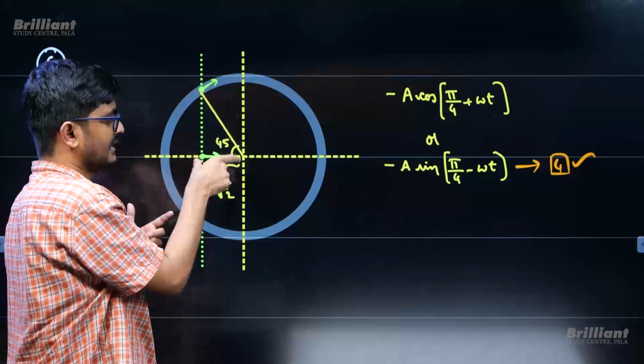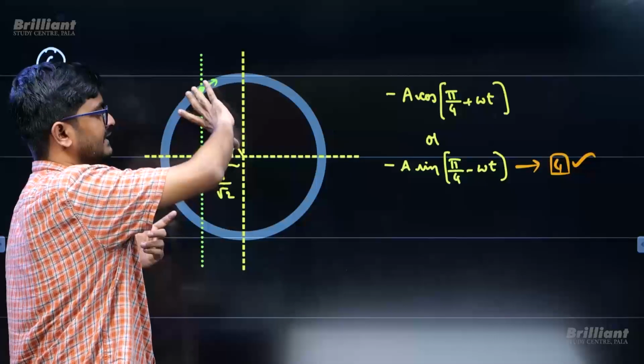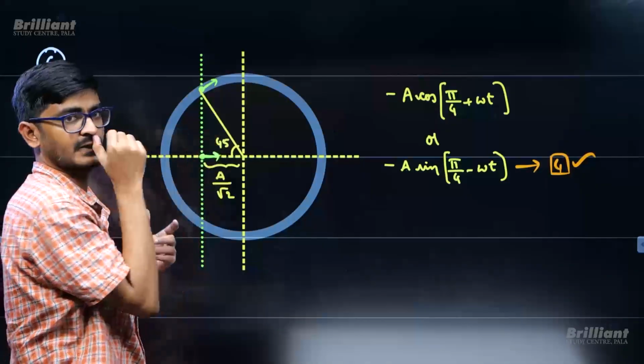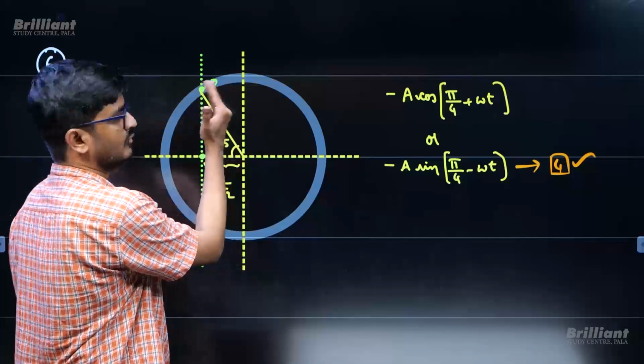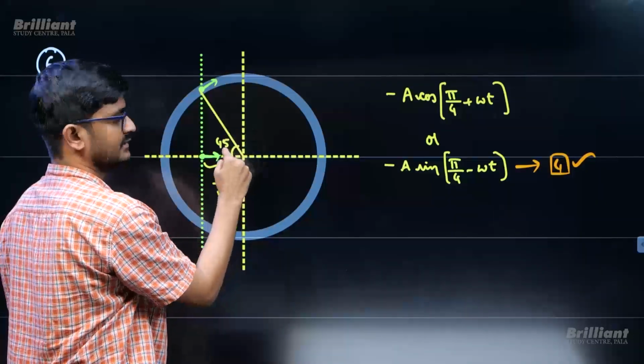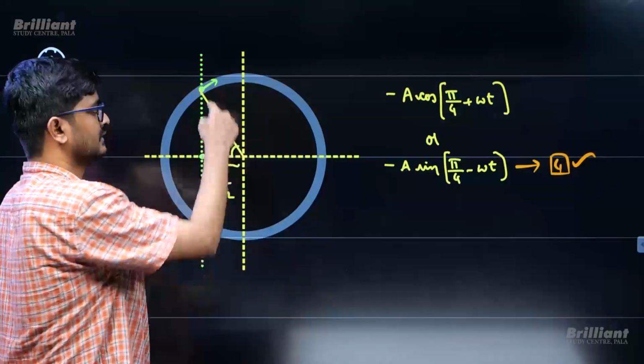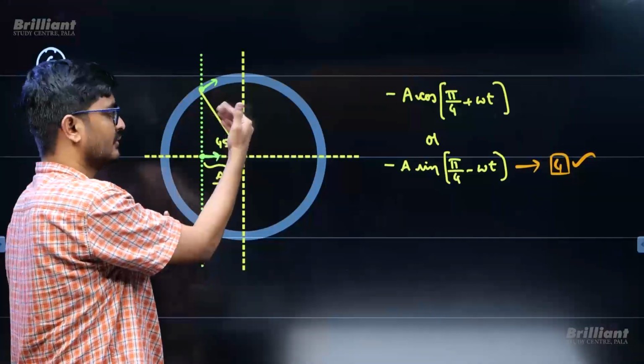Now this is a by root 2, so this angle is 45 degrees. I can easily find this. After some time this will be rotating by an angle omega t. Then what will happen to this angle? It will become 45 plus omega t. If this angle becomes 45 plus omega t, what will be the horizontal component?